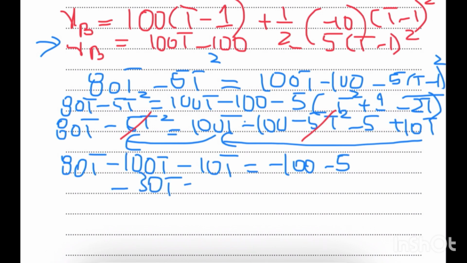Minus 30t is equal to minus 105. Divide minus 30 on both sides. We get t is equal to 3.5.